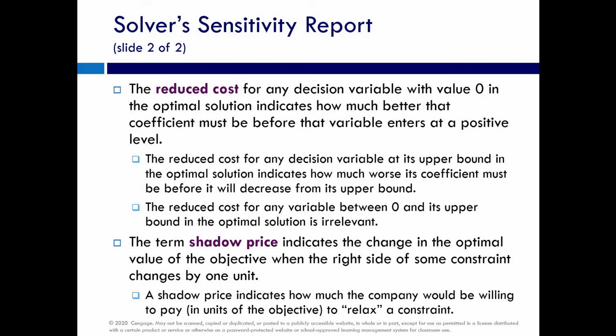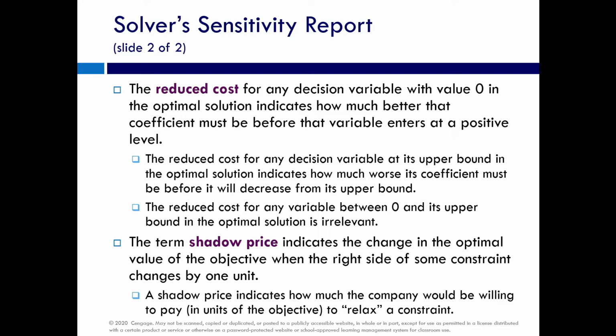Solver sensitivity report. The reduced cost for any decision variable with a value of 0 in the optimal solution indicates how much better its coefficient must be before the variable enters at a positive level. The reduced cost for any decision variable at its upper bound in the optimal solution indicates how much worse its coefficient must be before it decreases from the upper bound. For a variable between 0 and its upper bound, the reduced cost is irrelevant.